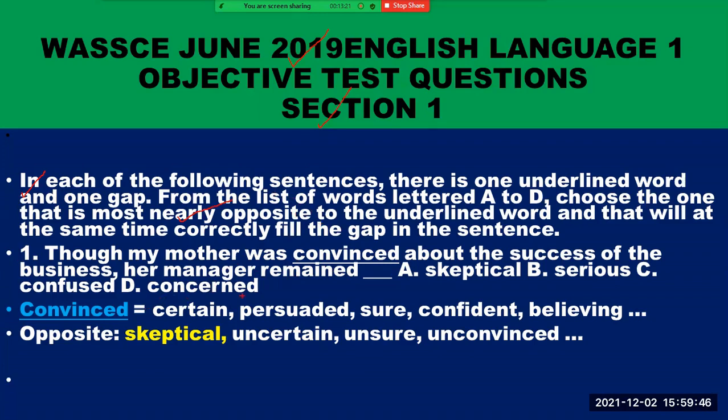All right. Now, first, we have to understand the meaning of convinced. When you are convinced about something, you are certain, persuaded, sure, confident, believing; you actually believe it is true. So the opposite among the options is skeptical. When you are skeptical, it means you are doubtful. All right, so we have the opposites: skeptical, uncertain, unsure, unconvinced, and so on and so forth. Now, one thing you need to understand is that the same pattern of questions we had in 2020, that's what we had in 2019 under section 1. All right, so take note of that.